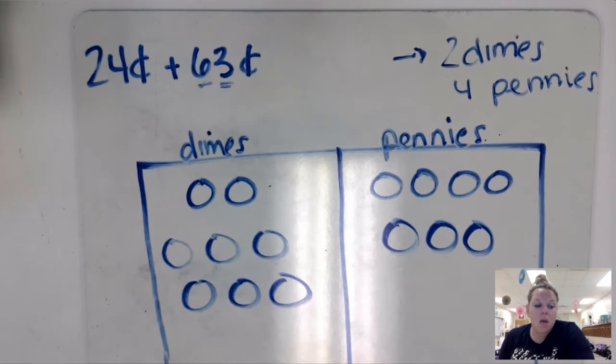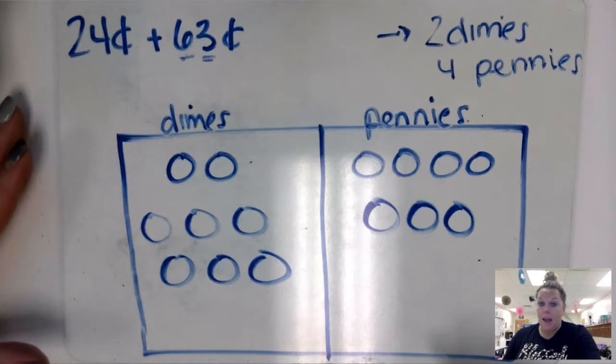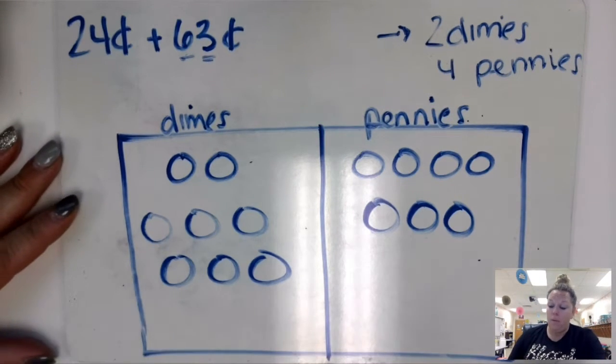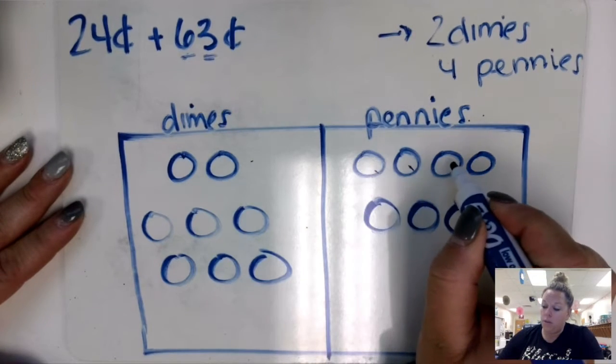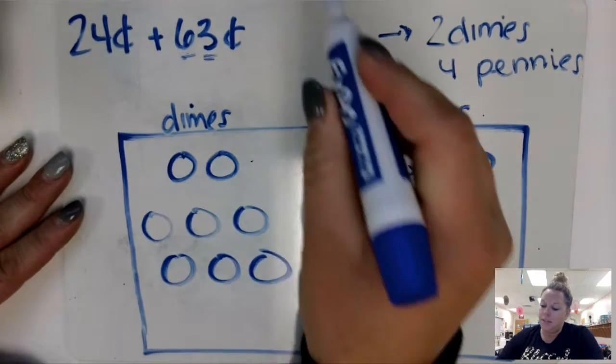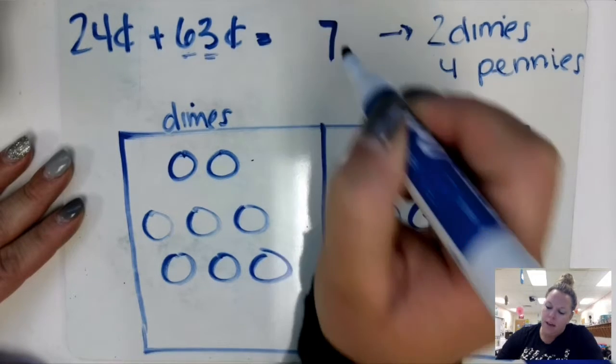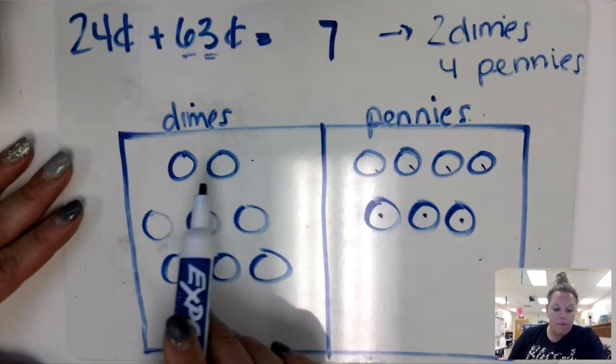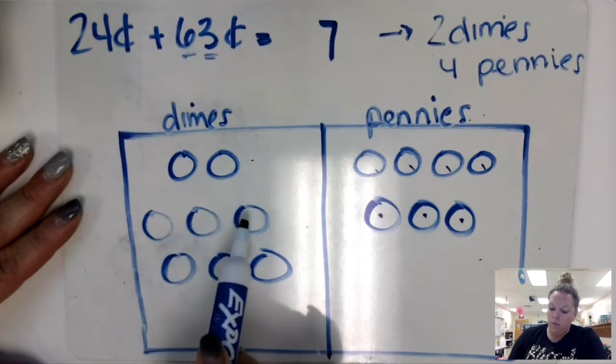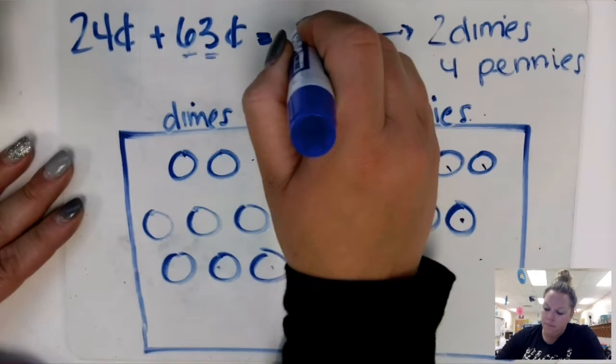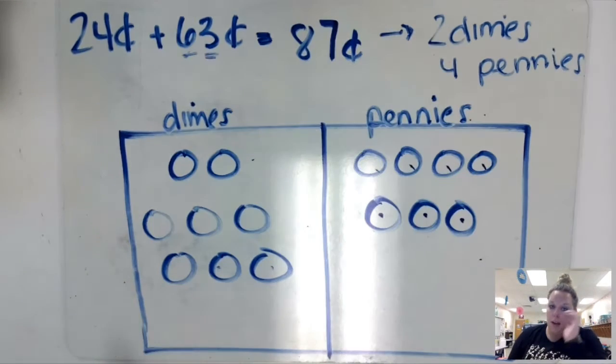Okay, so how can we find out how much money we have altogether? Well, we can add up our pennies and then we can add up our dimes. We always add the pennies up first. 1, 2, 3, 4, 5, 6, 7. So I know that I have 7 pennies. And how many dimes do I have? 1, 2, 3, 4, 5, 6, 7, 8. Put a cent sign, I know I have 87 cents.